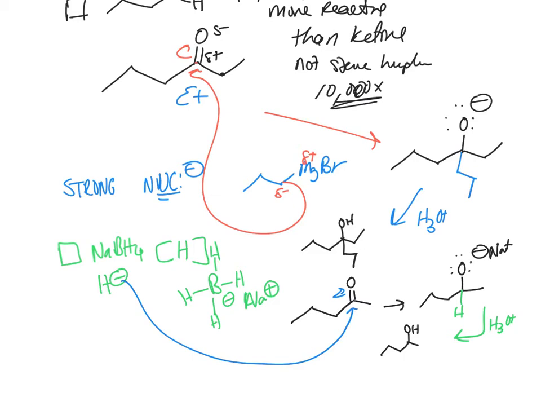You get the alcohol, and this is a secondary alcohol. That carbon's bonded to carbon. So from a ketone, we can do a reduction reaction with sodium borohydride to get the secondary alcohol. We've already done aldehydes, which give you primary alcohols.